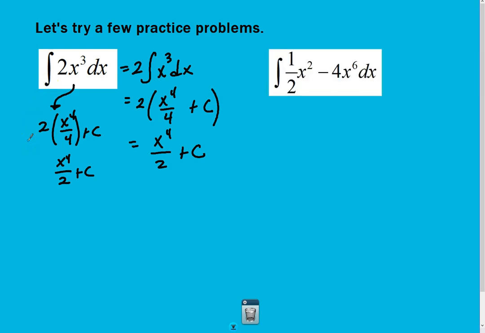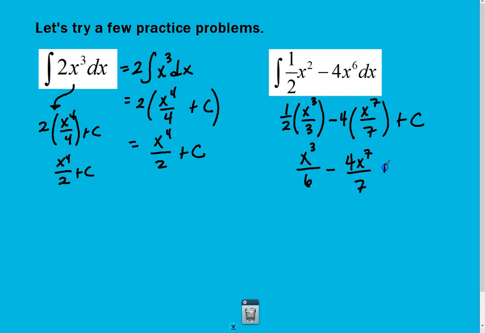So the antiderivative of 1/2 x squared minus 4x to the 6th. I'm going to do this one as 1/2 times the antiderivative of x squared, which is x cubed over 3, minus 4 times the antiderivative of x to the 6th, which is x to the 7th over 7, and then plus c. Let's clean this up a little bit. You have x to the 3rd over 6 minus 4x to the 7th over 7 plus c. That is the antiderivative of this function.